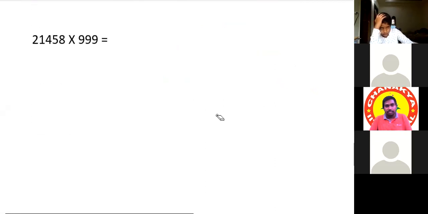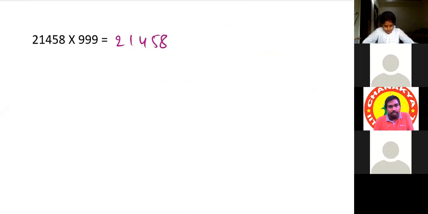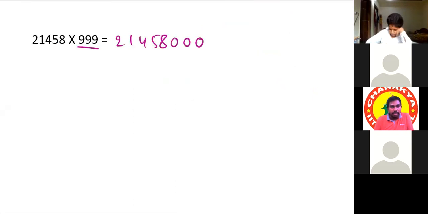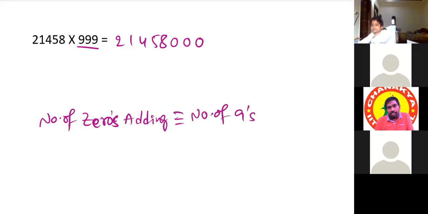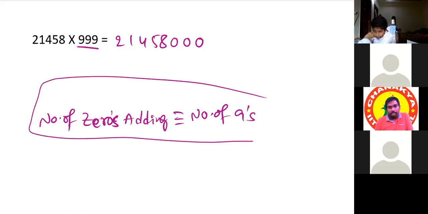This is our last question for this session. 2, 1, 4, 5, 8 into 9, 9, 9. We need to add 3 zeros. Remember this point: the number of zeros adding should be equal to the number of 9s. Okay. The number of zeros adding should be equal to the number of 9s.